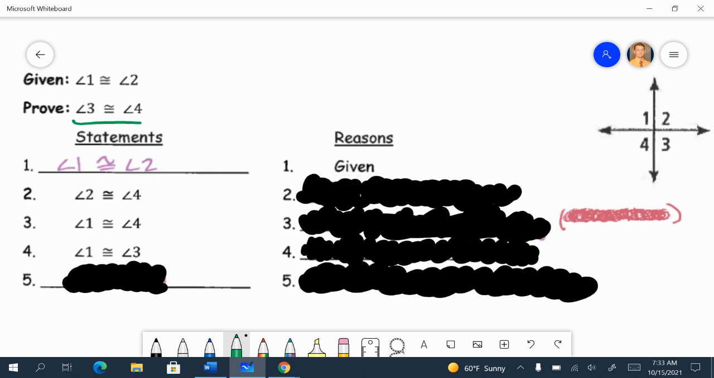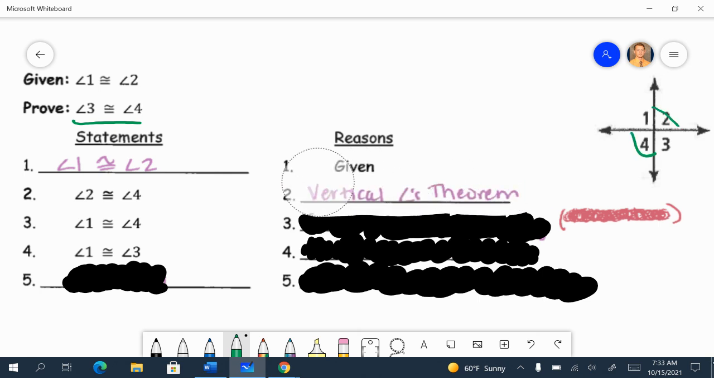So 1 is congruent to 2. We already got that. That's given. 2 is congruent to 4. That's like what we said. If 2 is congruent to 4, that's because of vertical angles. So that's going to be vertical angles theorem. It says that those are congruent.